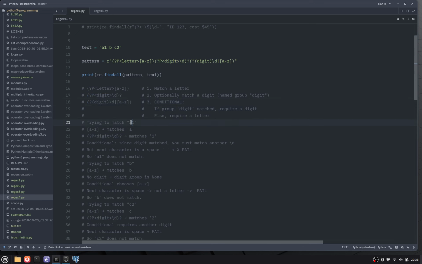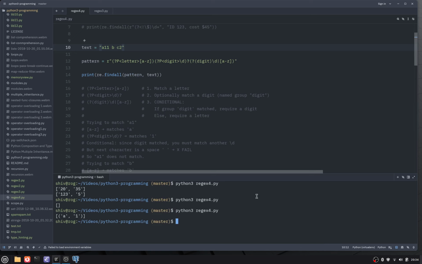We first try to match A1. This will match, and then this will also match. But when we go through this, our digit is matched, but our next character is backslash d, so it should match a digit. A1 has already matched, but here the space is there, so it won't match. According to the explanation, if you put another digit, it should match.